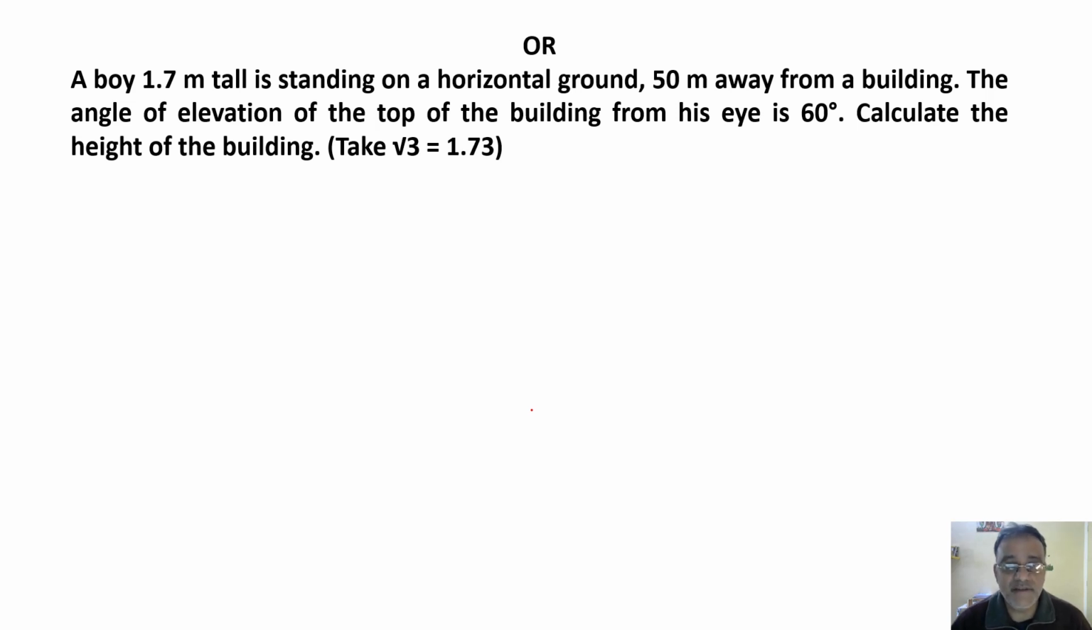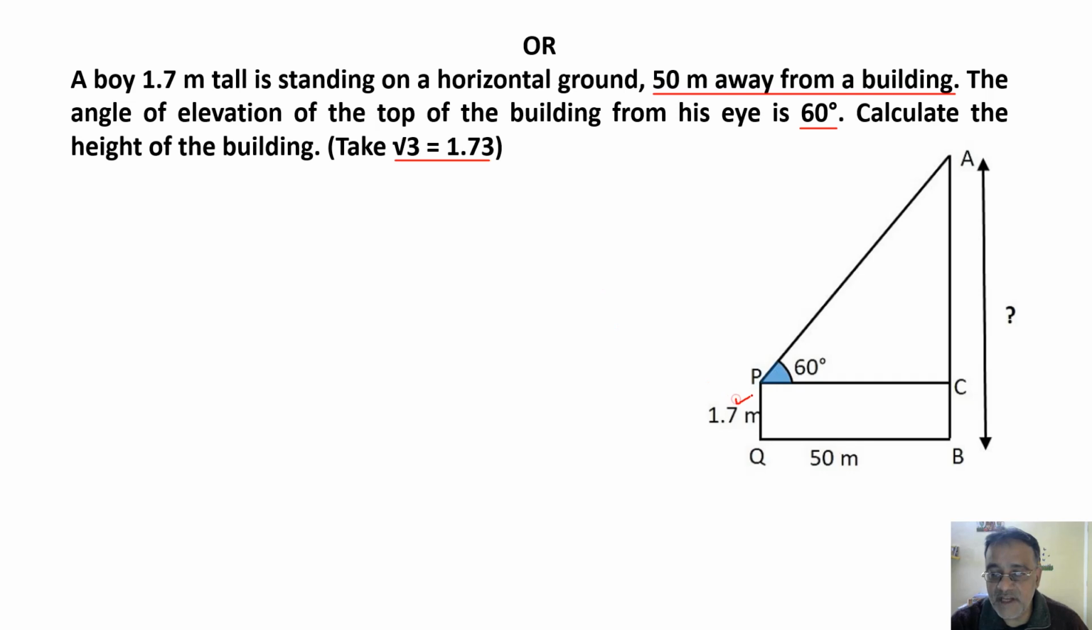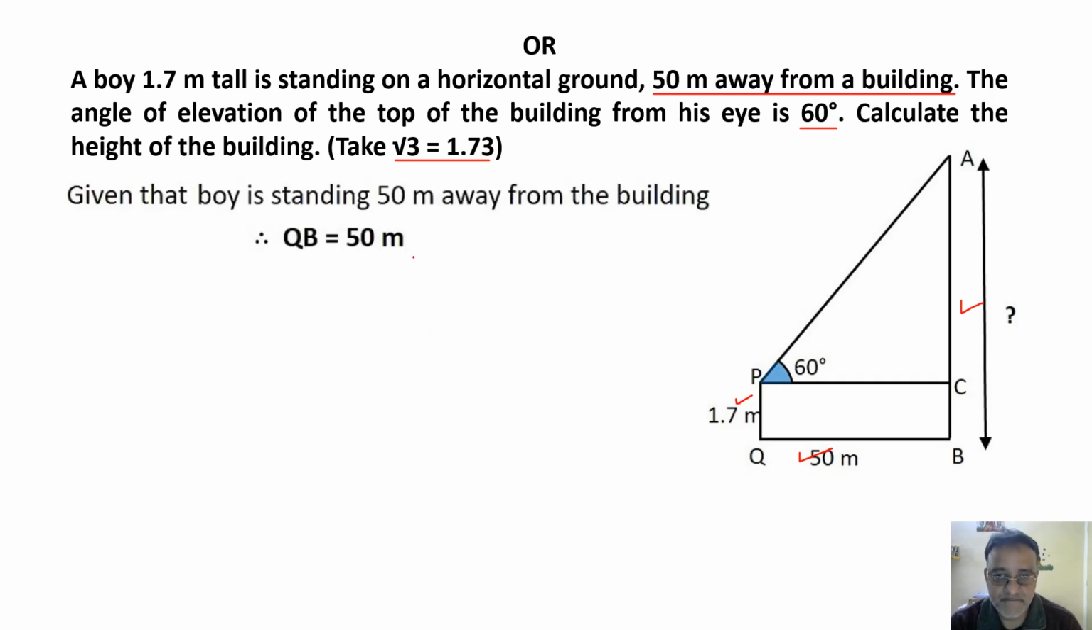A boy 1.7 meter tall is standing on a horizontal ground 50 meter away from a building. The angle of elevation of the top of the building from his eye is 60 degree. Calculate the height of the building. Here also we have to take √3 equal to 1.73. So this is the rough figure, and PQ is the height of the boy, that is 1.7 meter, and AB is the height of the building, right? And QB is the distance of the boy from the foot of the building, that is 50 meter. The height of the boy is also given, 1.7 meter.